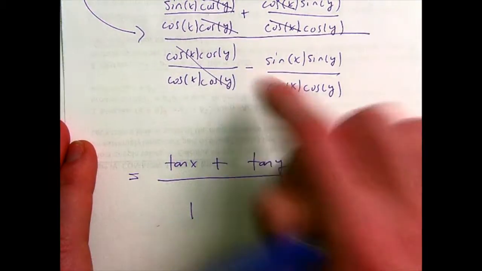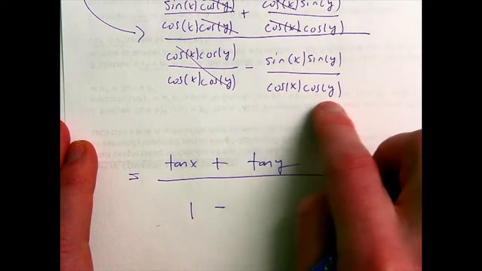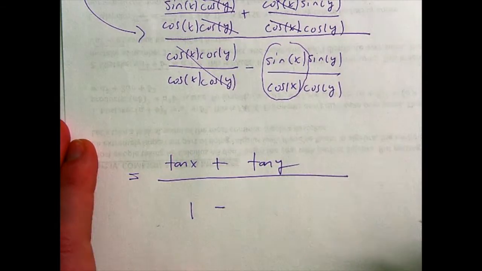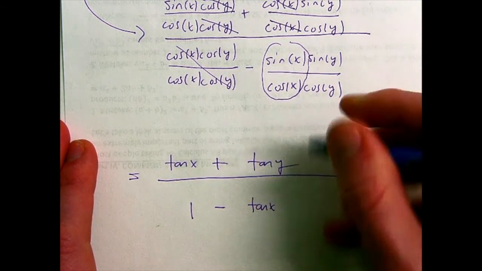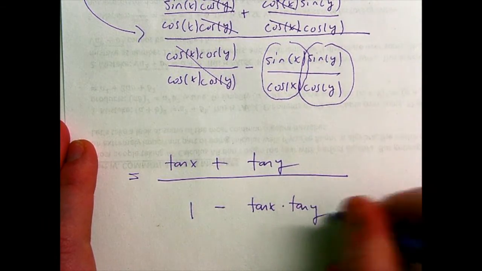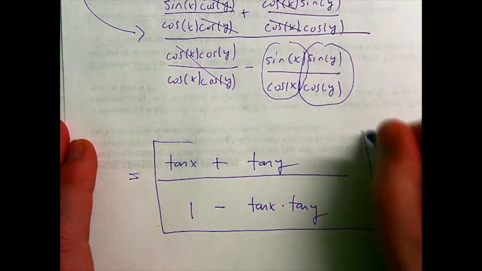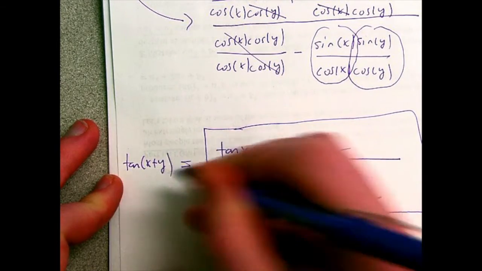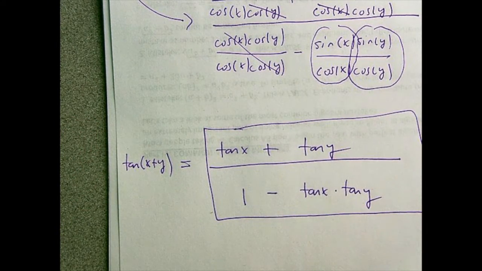And then finally, we have a minus. And here, nothing cancels. But if you notice, what I have is sine x over cosine x. That's tangent x. Times sine y over cosine y. That's tangent y. And this is the formula that I was looking for. Okay, so this is the formula for tangent of x plus y. That's the angle sum formula for tangent. It's pretty nice.